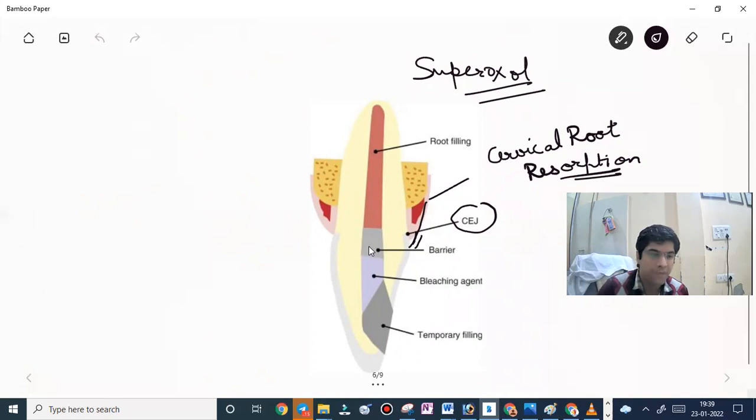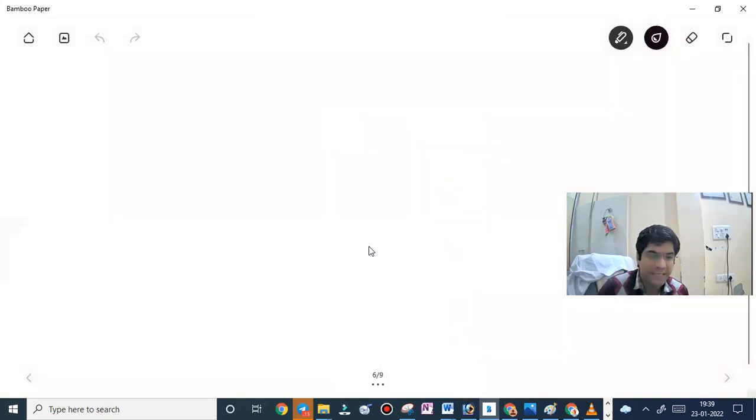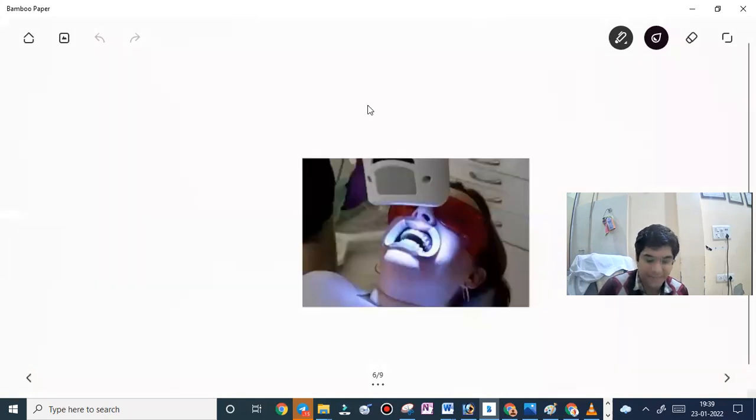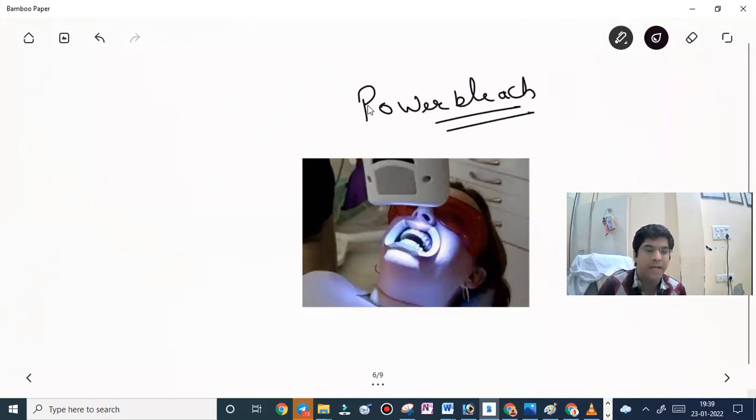Coming to the vital bleaching techniques. The vital bleaching techniques can be power bleach or the in-office technique, or night guard or dentist prescribed home techniques. First comes the power bleach. In the power bleach, what we use is 35% hydrogen peroxide, and the oxidation process is accelerated by light.